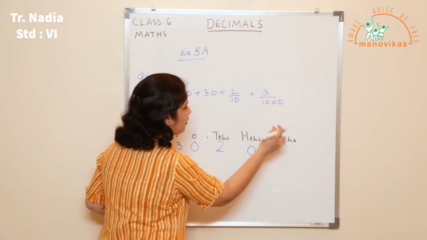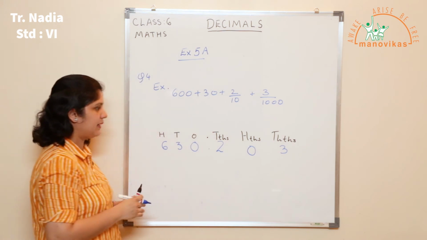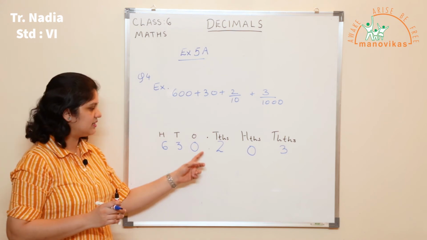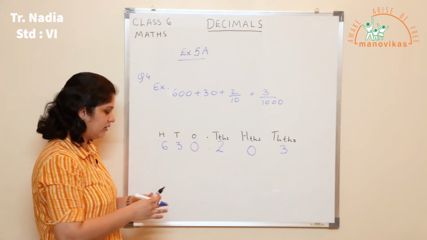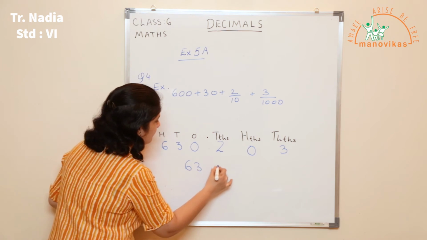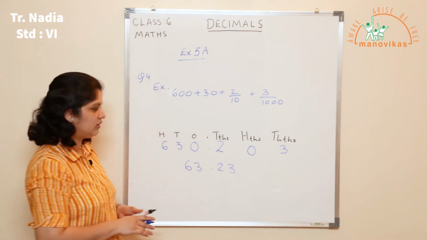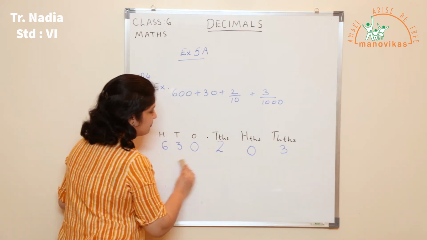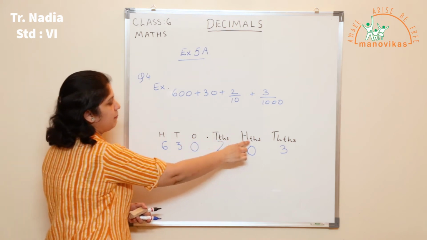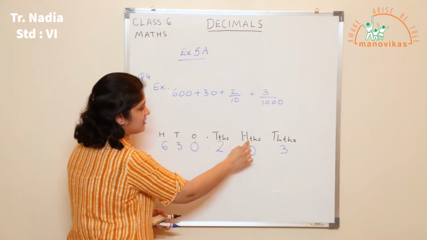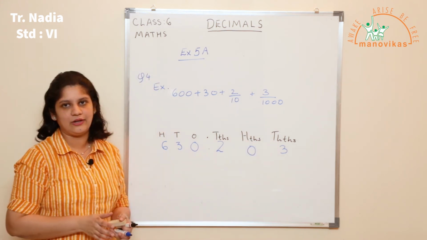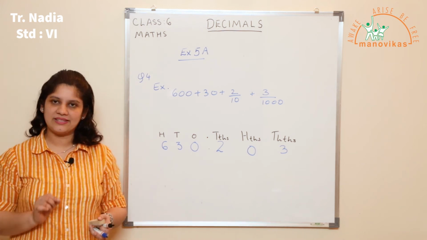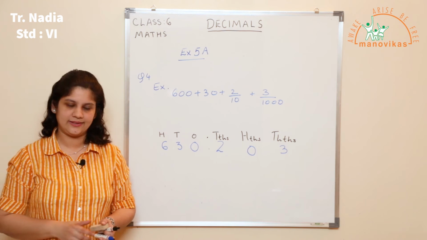And then 3 upon 1000 means a 3 in the thousandths place. So the number is 630.203. The zeros which are put here are very important, because if you write this number skipping the 0, it will be read as 63.23, which will be wrong. Okay, many times children make this mistake because they don't put these place values, hundreds, tens, ones, tenths, hundredths, thousandths. They don't write them and they tend to make the mistake. So what I have written in black ink over here, you all can write it with a pencil and then write your answer below that.